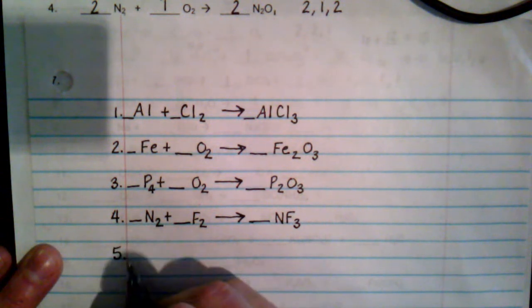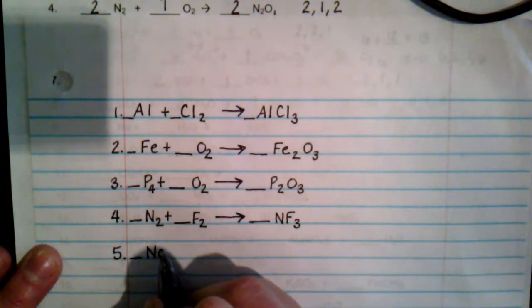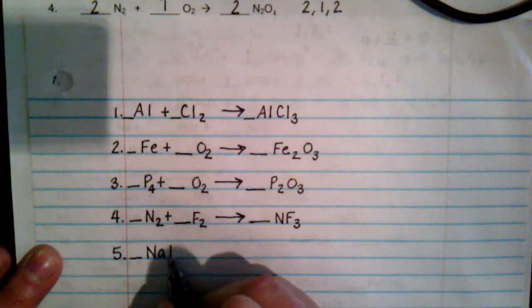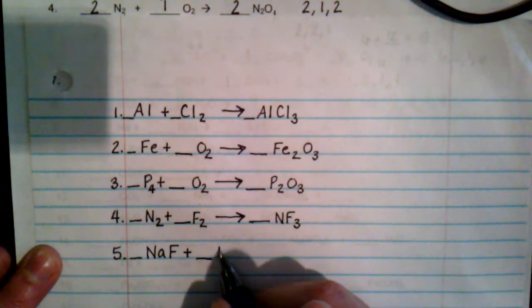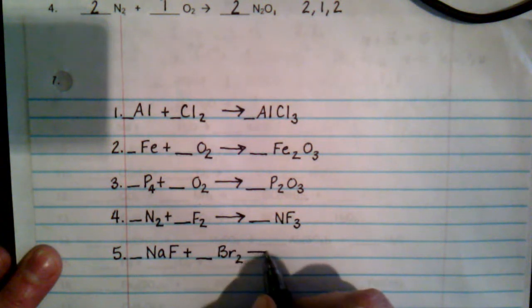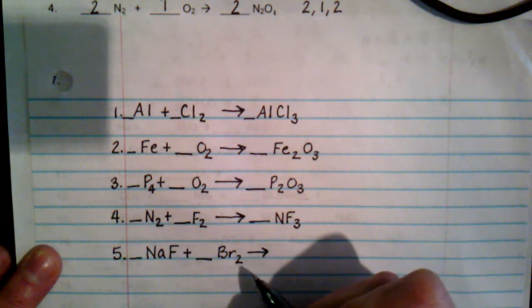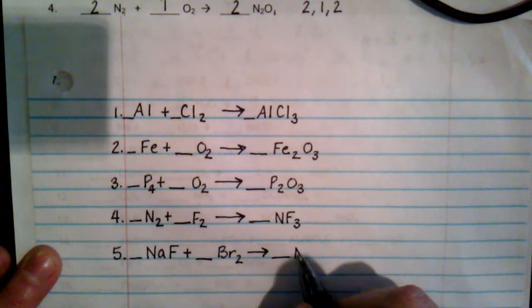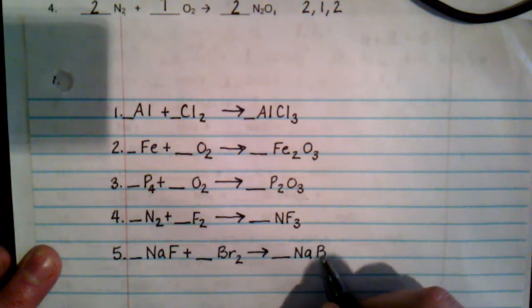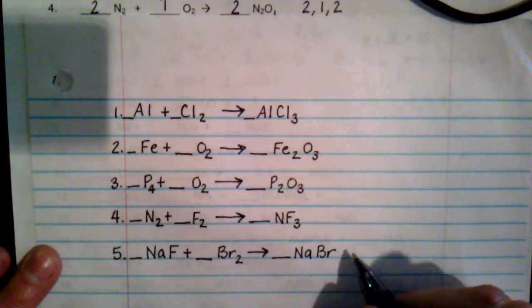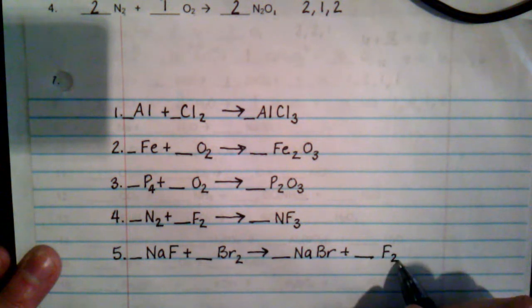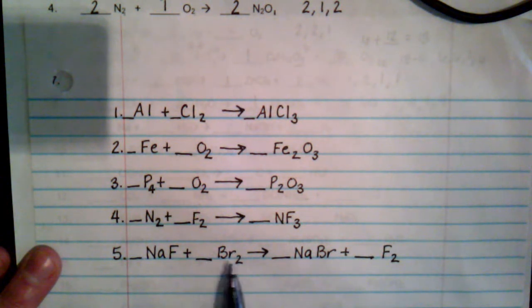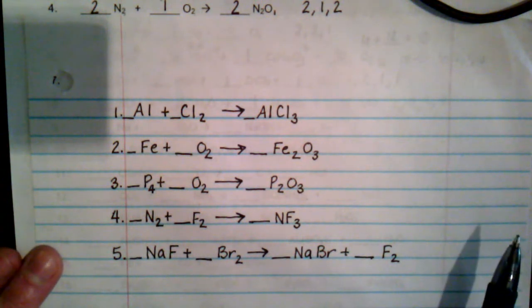Then I'm going to give you sodium fluoride plus bromine, which is Br2, yields sodium bromide plus fluorine, which is F2. So you're just looking at bromines, sodiums, and fluorines on each side of the arrow.